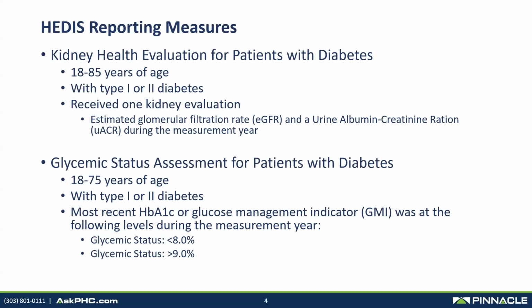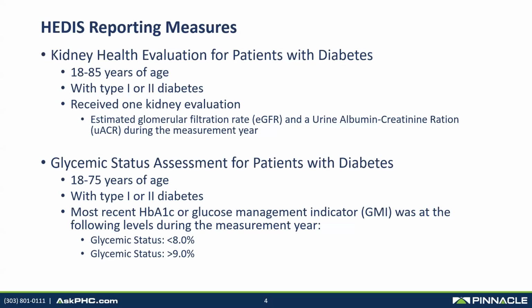The next is the kidney health evaluation for patients with diabetes. This again does have an age group. It's age 18 to 85. Patients can have type 1 and/or type 2 diabetes. And they have to have at least received one kidney evaluation during the measurement year. This could be either an eGFR or a urine albumin creatinine ratio, UACR, performed once and resulted in the medical record during the measurement year.